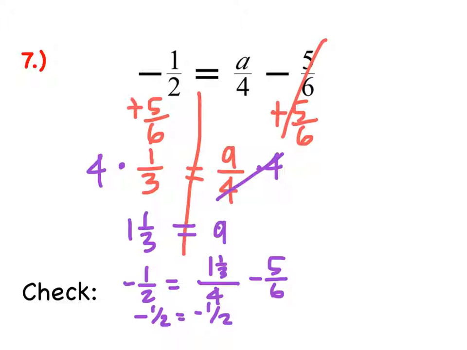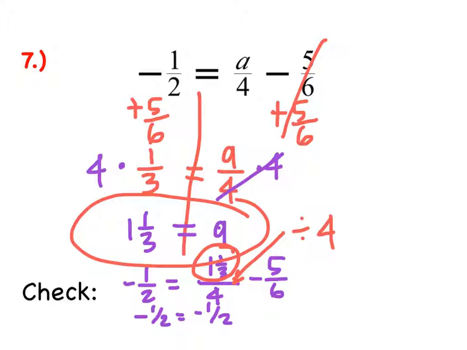I plugged my answer back in for the check. Notice that since the top I'm going to use fraction buttons for, I want to do 1 fraction 1, 3 divided by 4 when I'm entering this into the calculator. Both sides equal -1/2, so I know that I got the correct final answer.